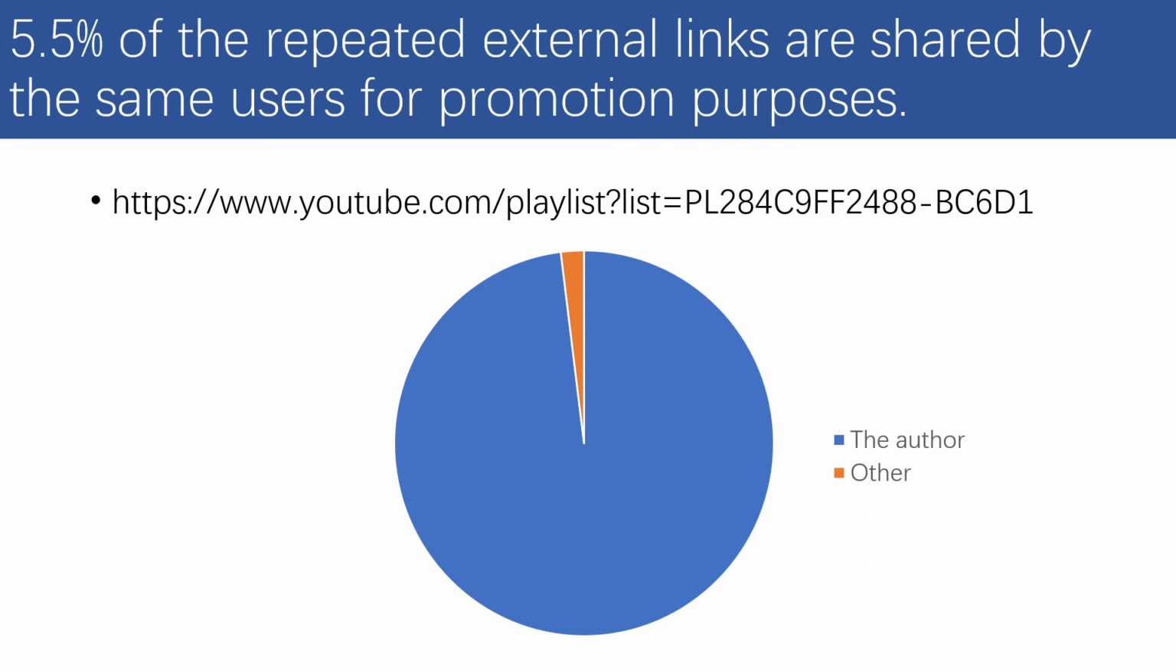We observe that 5.5% of repeated external links are shared by the same Stack Overflow users for promotion purposes. For example, this YouTube video link is shared to illustrate the basic use of GNU parallel. This external link is repeatedly shared 51 times on Stack Overflow, and 50 of the occurrences are shared by the author of the video and the author of GNU parallel. The author of the link continually posts the link to promote his work.